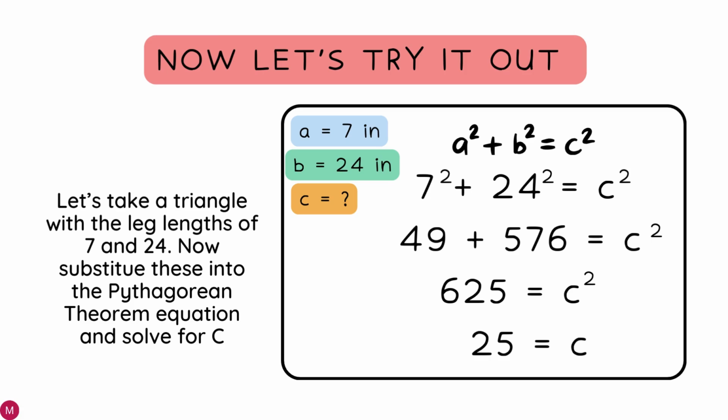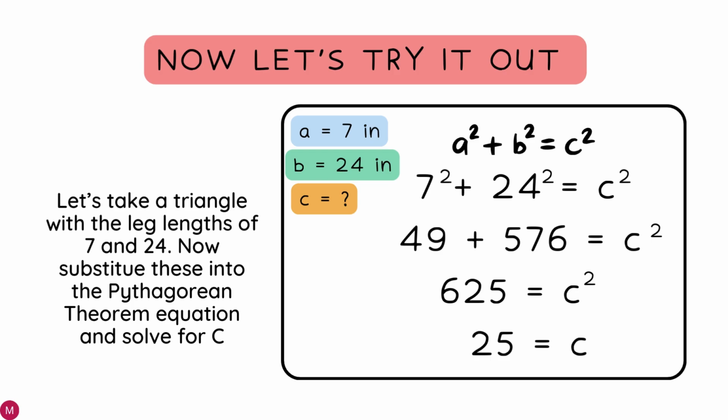This gives us the equation of 7 squared plus 24 squared equals c squared. Let's solve for 7 squared and 24 squared. So 7 squared is 49 and 24 squared is 576. Now the equation states 49 plus 576 equals c squared. The next step is to add the two known numbers together. So we will add 49 and 576 together, and this equals 625. Our equation now states that 625 equals c squared.